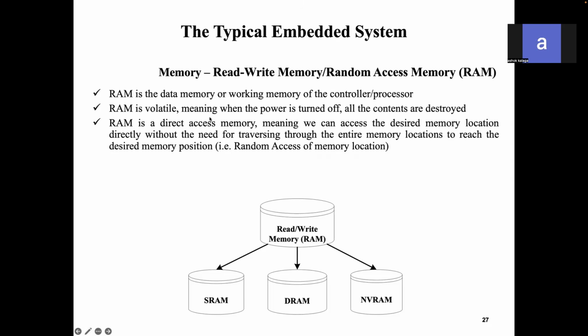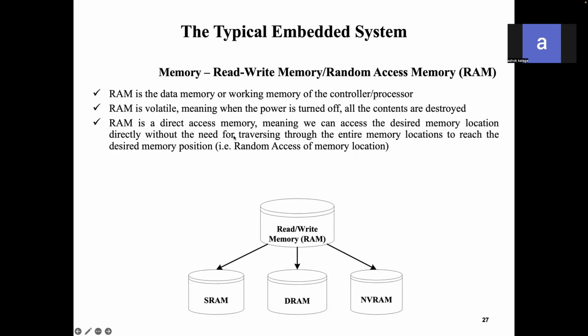or processor. Unlike ROM, RAM is volatile. That means when the power is turned off, all the contents are destroyed. The contents in the memory are lost when the power goes off, or when the power is interrupted.